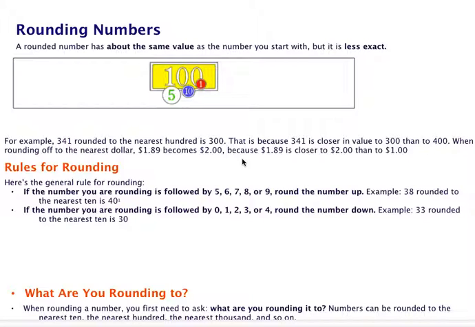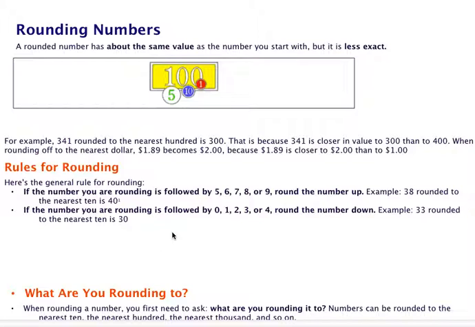So here's some general rules for rounding. If you're rounding and the number that comes after it is 5, 6, 7, 8, or 9, you round the number up. So for example, 38 rounded to the nearest 10 is 40. 38 is a lot closer to 40 than it is to 30. If the number you're rounding is followed by 0, 1, 2, 3, or 4, you round the number down. So 33 rounded to the nearest 10 is 30. 30 is a lot closer to 33 than it is to 40.